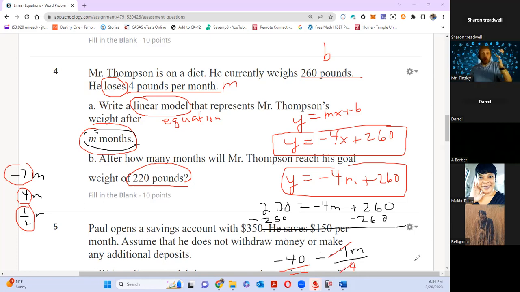That's what you're trying to do. You're trying to get M all by itself. And then -40 divided by -4 is a positive 10. Negative 10, yes, positive 10. So that's what I got. The answer to this is it would take 10 months for him to get to his target weight of 220.